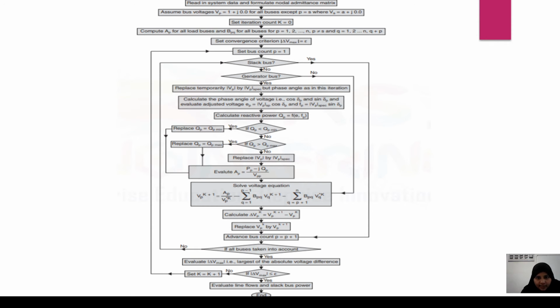So what does that mean? Here in the flowchart you can see, if QP is less than QP min, yes means what? Replace QP by QP min. If QP is greater than QP max, replace QP by QP max.